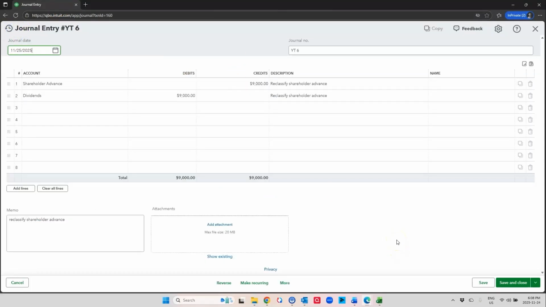And here we have a credit to shareholder advance, and the dividends we talked about earlier, a debit. We're paying out those dividends. So now let's take a look and we'll see what's happened and why we've done these and what it does to our reports.